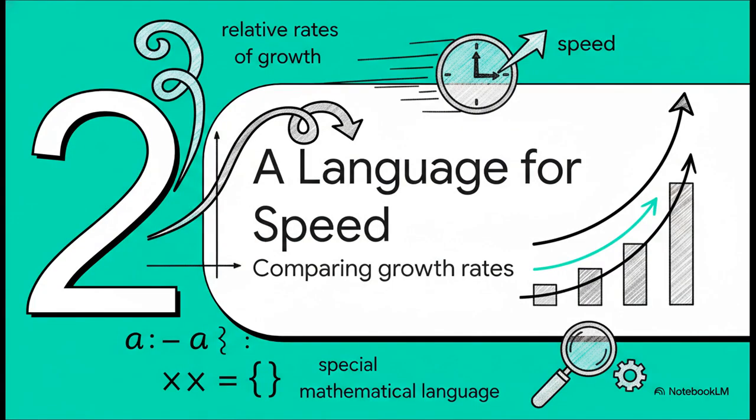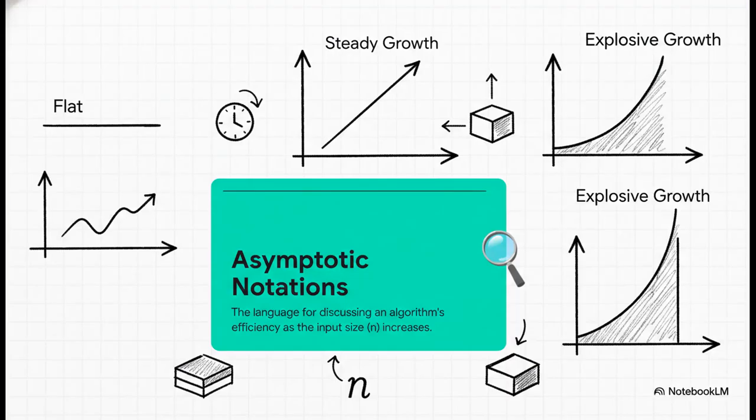So, how do we solve this? How can we actually talk about an algorithm's speed in a way that's consistent, no matter the computer? Well, computer scientists came up with a special mathematical language to do exactly that. It's a tool that lets us compare how algorithms behave as they get more and more work to do. This language has a kind of fancy name, asymptotic notation. But don't let the name scare you. The core idea is actually really simple.